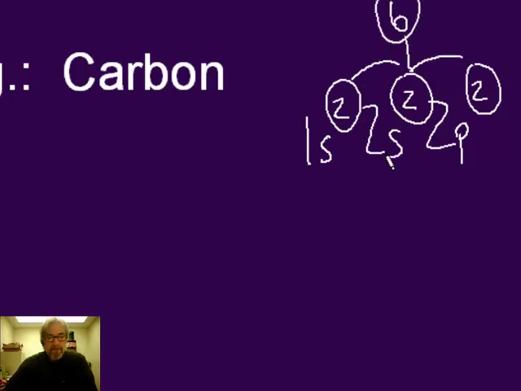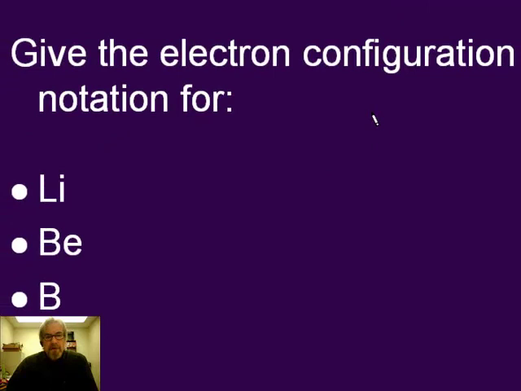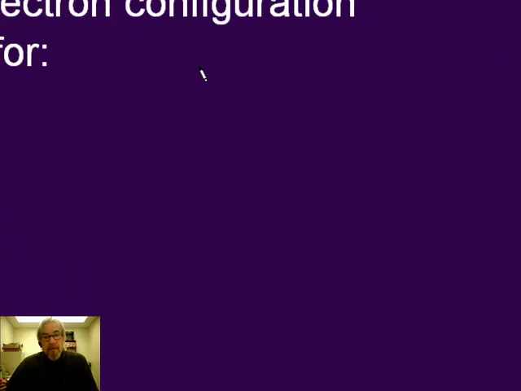Well, it's your turn. Give the electron configuration notation for lithium, then try beryllium, then try boron. In your follow-along notes, you've got a copy of the chart that we were using, and that might help you.